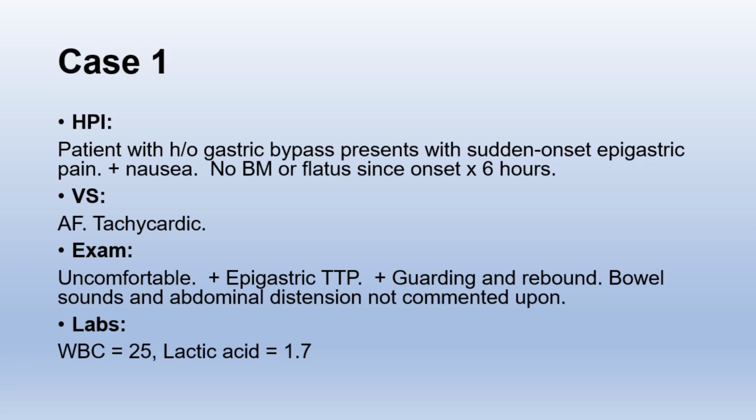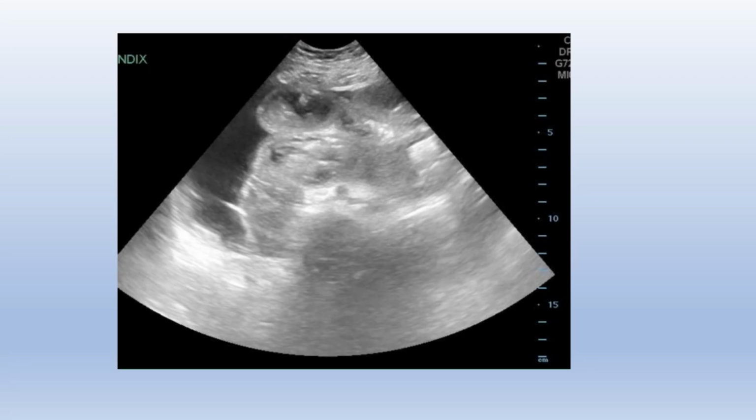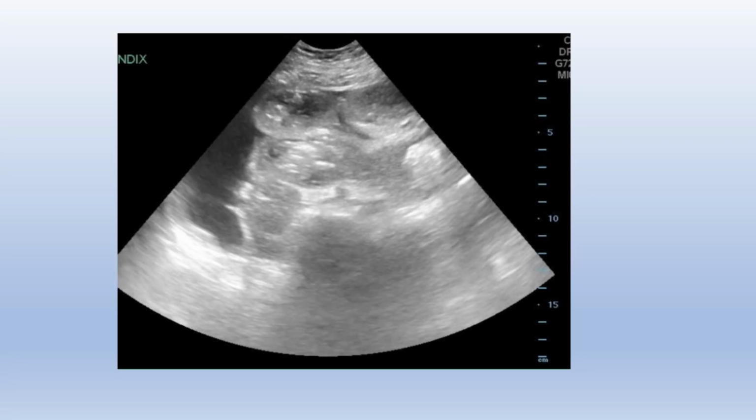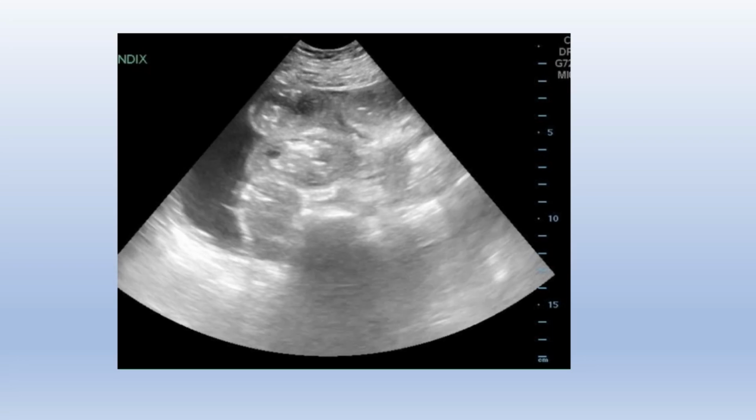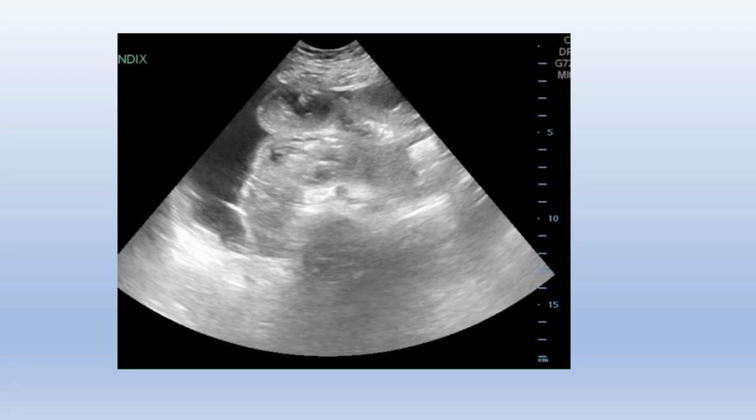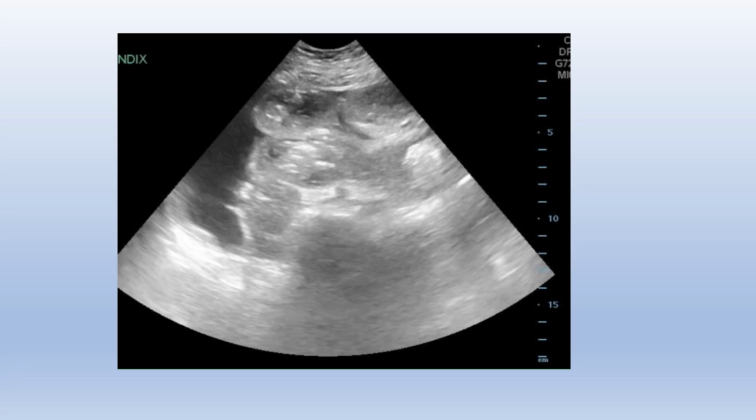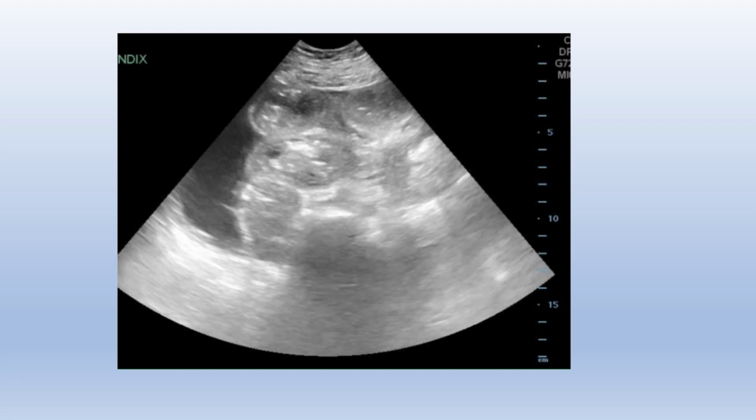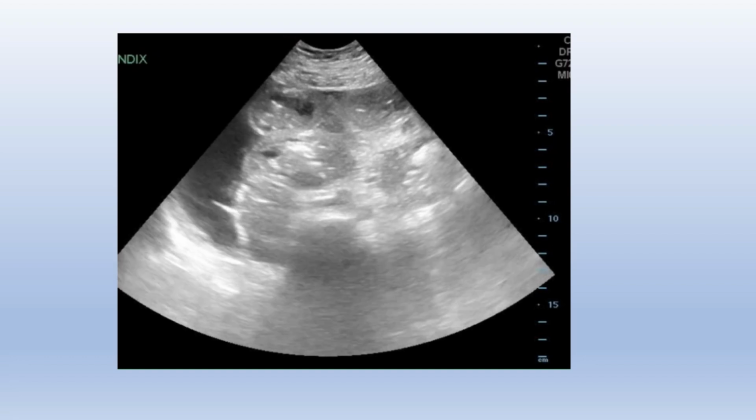Now let's look at the ultrasound images. So here's your clip. Let you take a look at it. So this is something you might see on your initial survey scan when you're doing your lawnmower technique, and you come across these dilated loops of bowel.